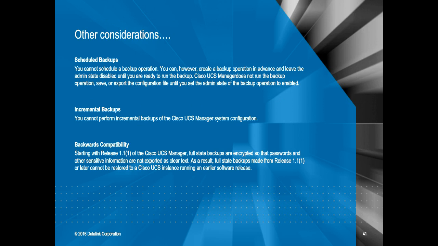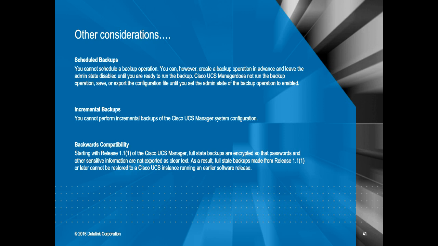A few more here. Scheduled backups. You cannot schedule a backup operation. You can, however, create a backup operation in advance and leave the admin state disabled until you're ready to run the backup. Cisco UCS Manager does not run the backup operation, save, or export the configuration file until you set the admin state of the backup operation back to enabled. You have your incremental backups. You cannot perform incremental backups of the UCS Manager system configuration.